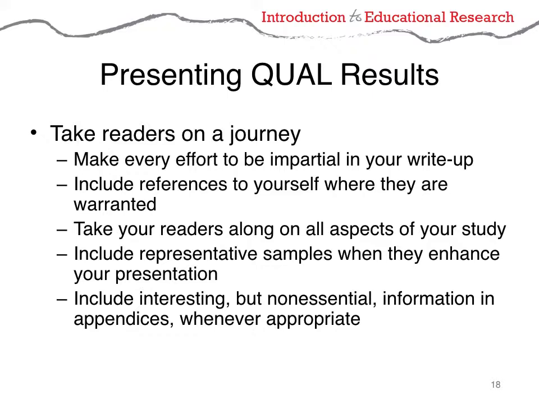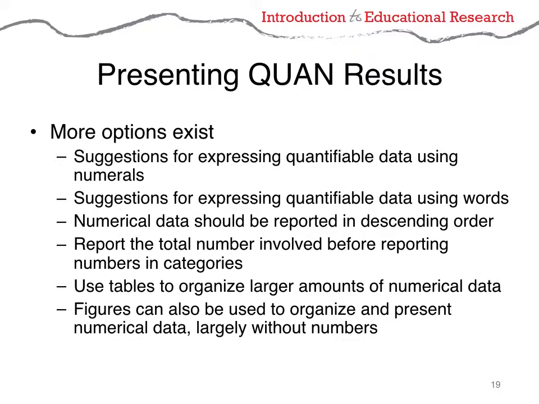So you're in qualitative research, you're taking readers on a journey. You do want to be scientific. You want to really be descriptive. You want to pull out things that aren't absolutely essential into things like tables and appendix items.